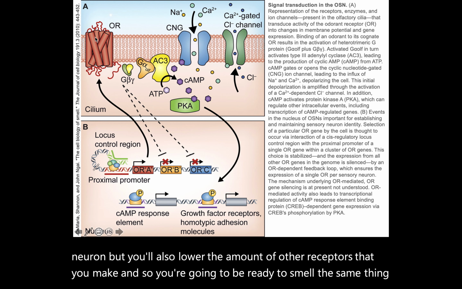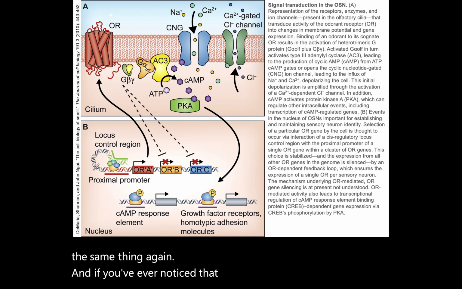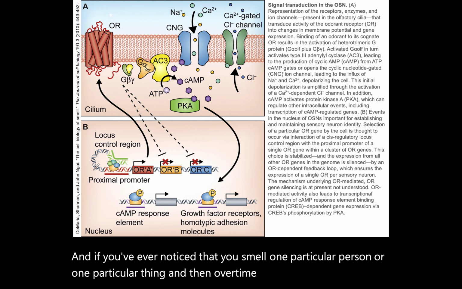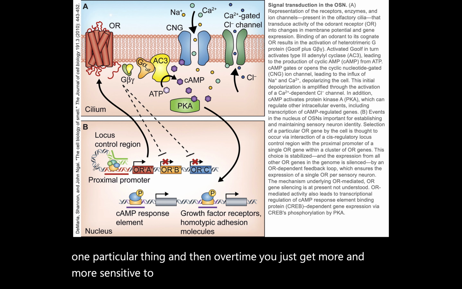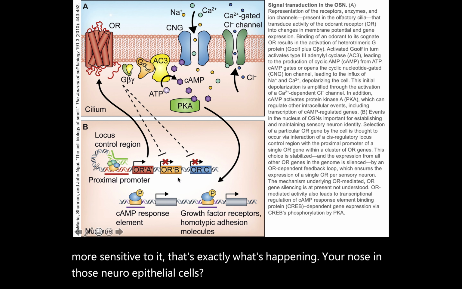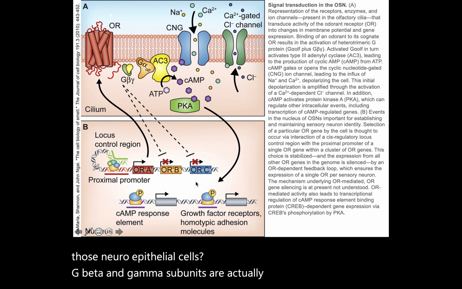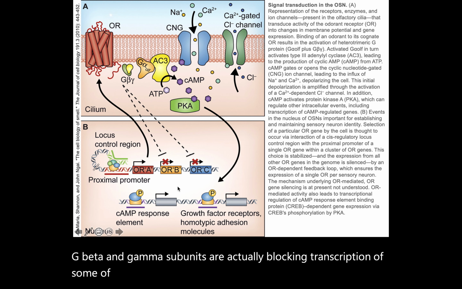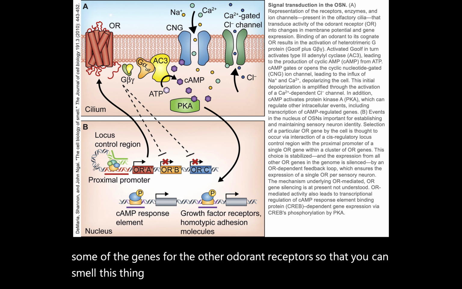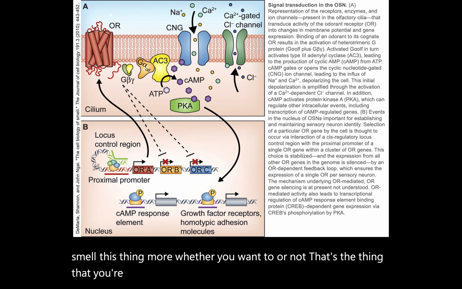And if you've ever noticed that you smell one particular person or one particular thing, and then over time you just get more and more sensitive to it, that's exactly what's happening. Your nose, in those neuroepithelial cells, your G beta and gamma subunits are actually blocking transcription of some of the genes for the other odorant receptors so that you can smell this thing more. Whether you want to or not, that's the thing that your neuroepithelium is doing for you. So that's the idea. That is the mechanism.